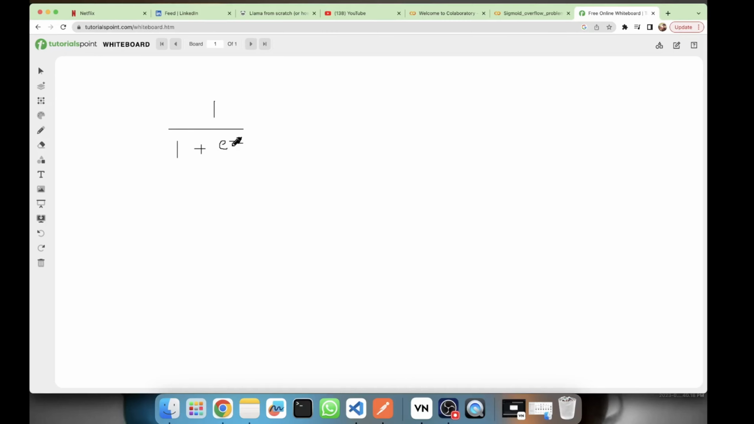Now let's say if I convert this e to the power minus x as 1 upon e to the power x, and then if I push this e to the power x up, so another way of writing the same formula can be e to the power x upon e to the power x plus 1. Okay, so just bear with me, I'm using a keypad here. So these are the two formulas of sigmoid.